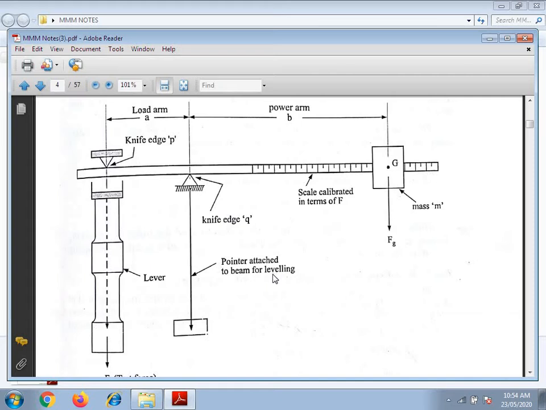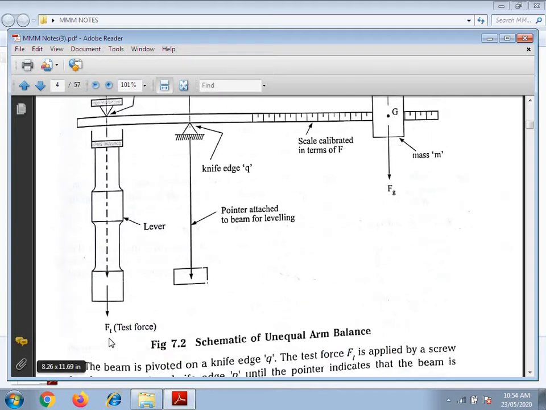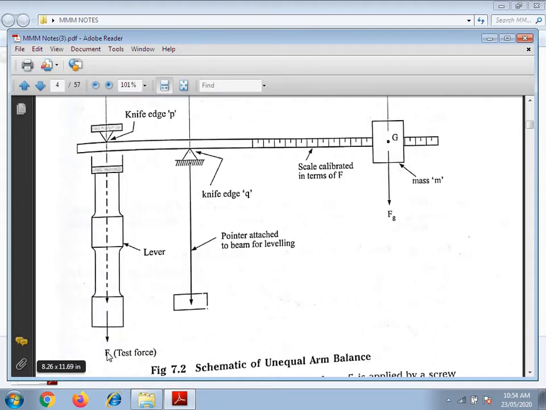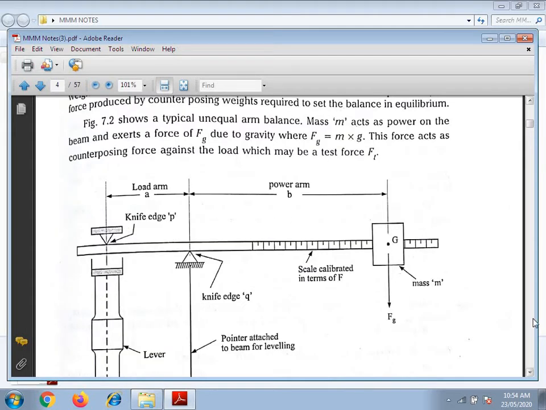which may be a test force Ft. So we'll consider this as test force Ft. Okay. So this Ft is equal to Fg into B by A, that is B divided by A. Okay. Then this is constant. That is, Ft is equal to Fg into B by A. This is provided that g is constant, that is, gravitational force is constant.